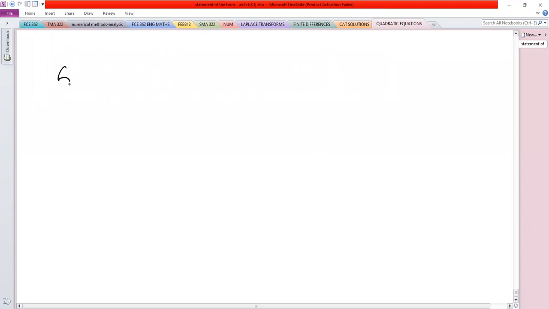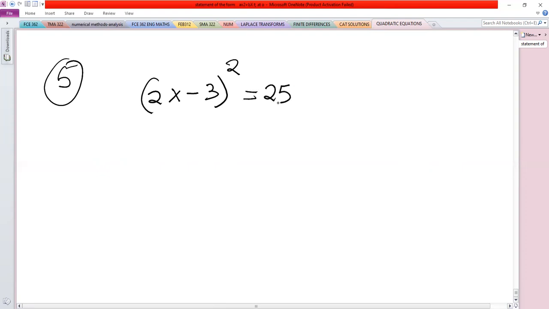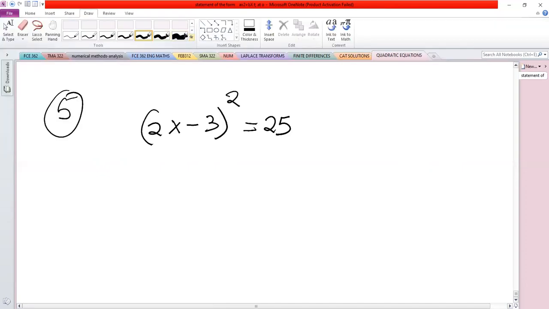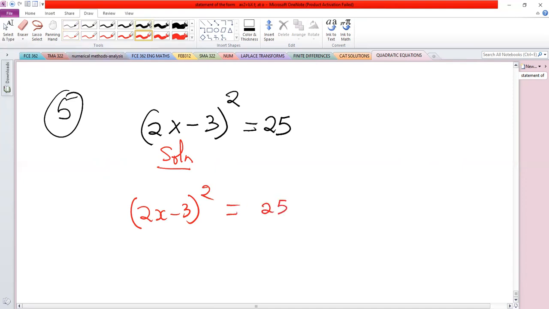Then next, number 5. If we have a question like 2x minus 3 all squared equals 25, then you don't have to struggle. You can just get the square root directly and say solution for this. Instead of opening and then collecting to get a quadratic, just say 2x minus 3 squared equals 25. You apply square root on both sides.